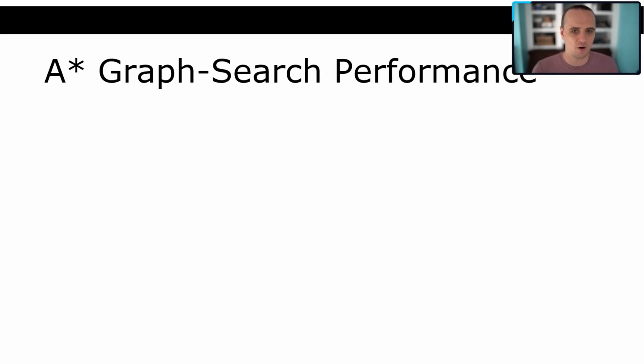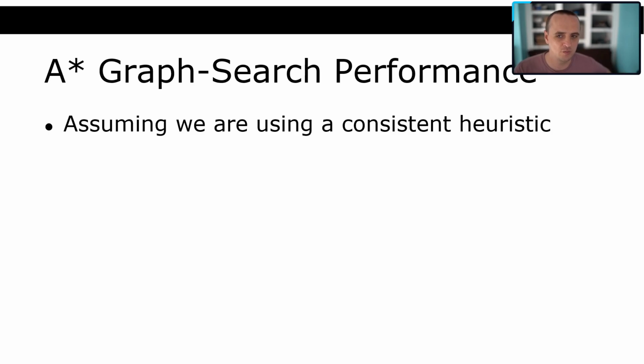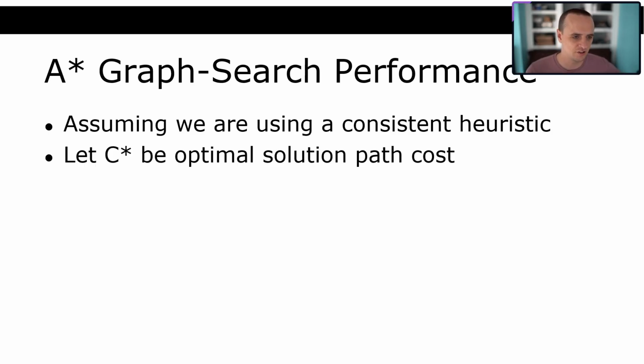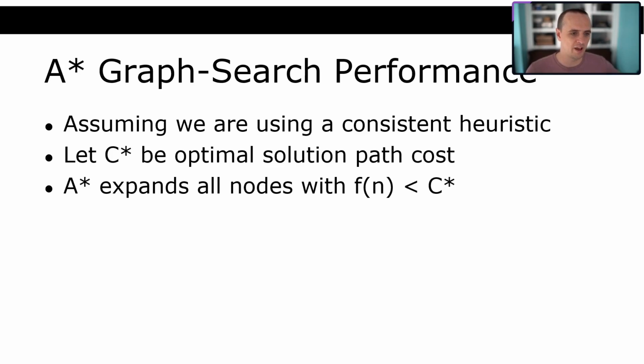So, A star graph search's performance, assuming that we're using a consistent heuristic. If we let C star be the optimal solution path cost, then A star is going to expand every single node with an F of N less than C star.